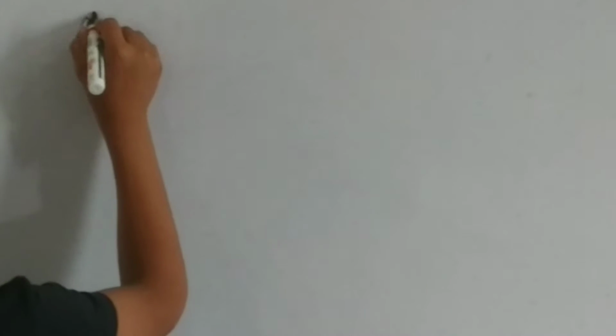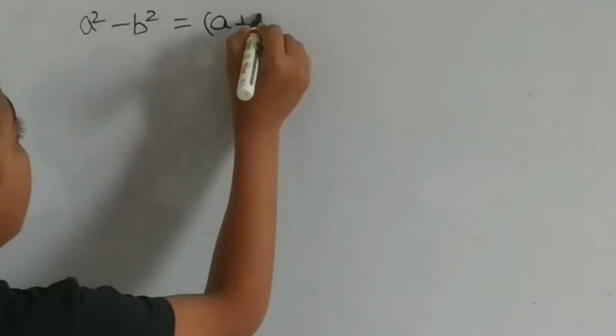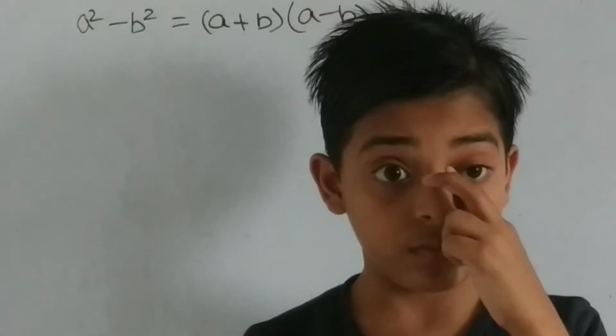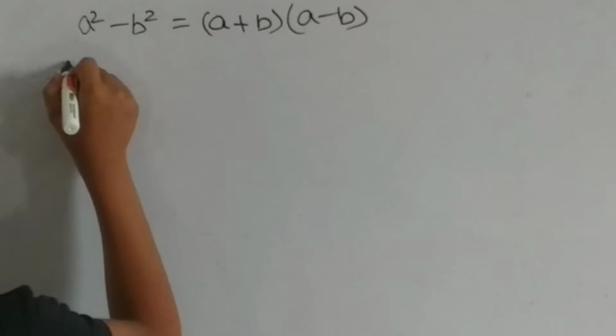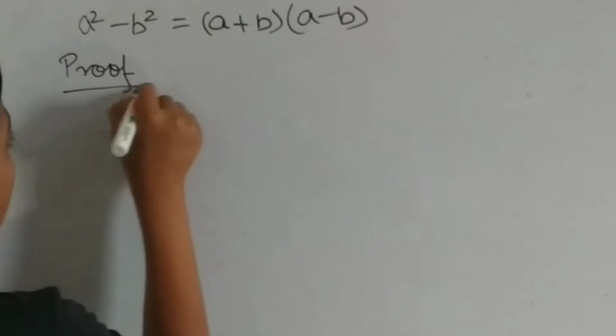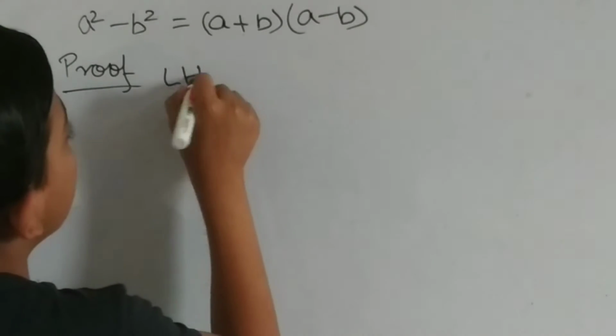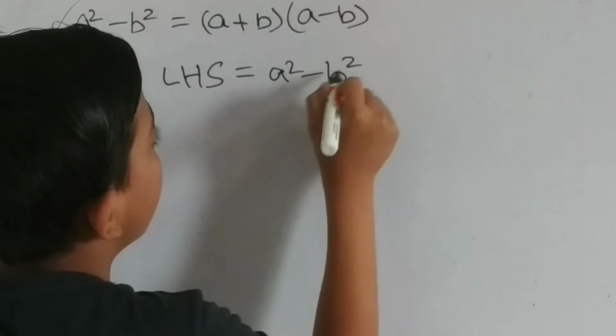So the formula is a square minus b square equals a plus b multiplied by a minus b. Now if we prove this from the LHS, we are going to prove it now. What is the LHS? The LHS is a square minus b square.